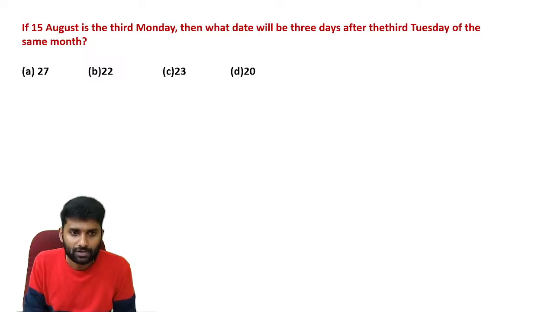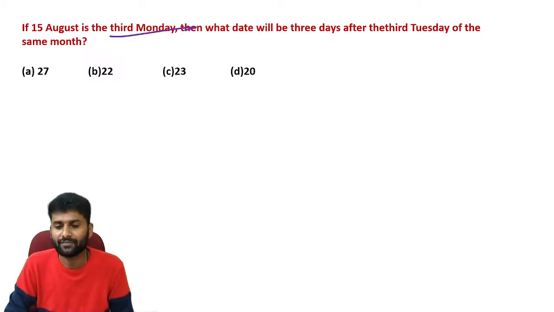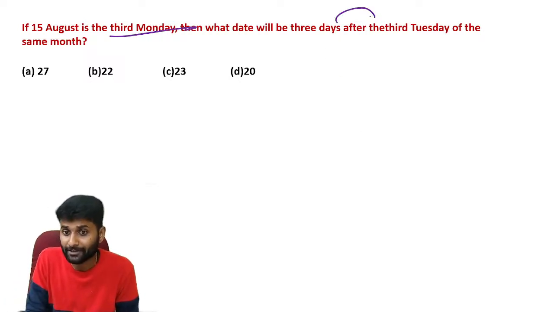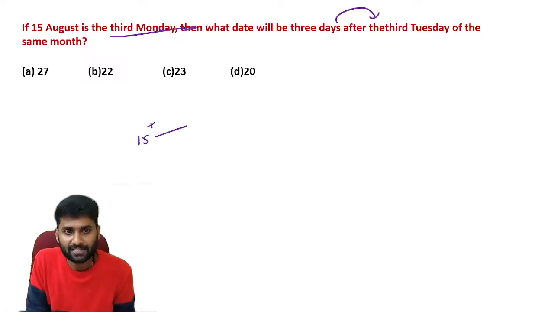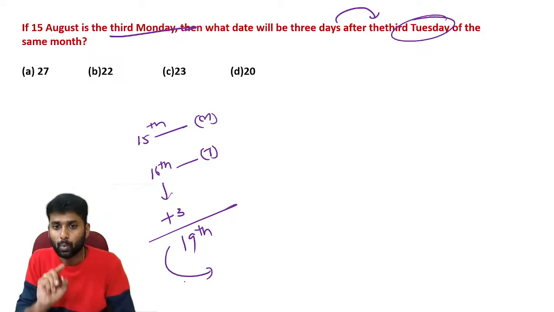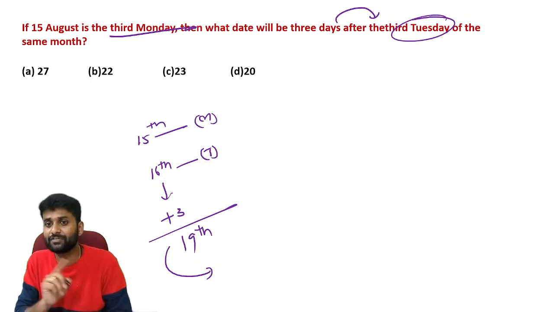Now see, if 15th August is the third Monday, then what is the date that will be 3 days after the third Tuesday of the same month? Guys, they are talking about after, not exactly the third day. Let's see, 15th is the third Monday, right? They are talking about Tuesday. So definitely 16th is the third Tuesday. So what is exactly 3 days? If they are talking about the exact third day, the date is 19th. But they are talking about what is the date after 3 days of the third Tuesday.